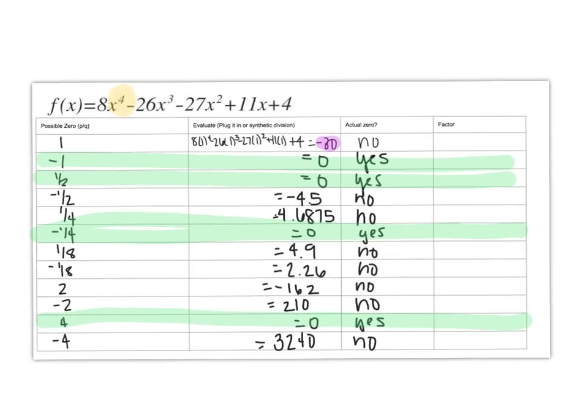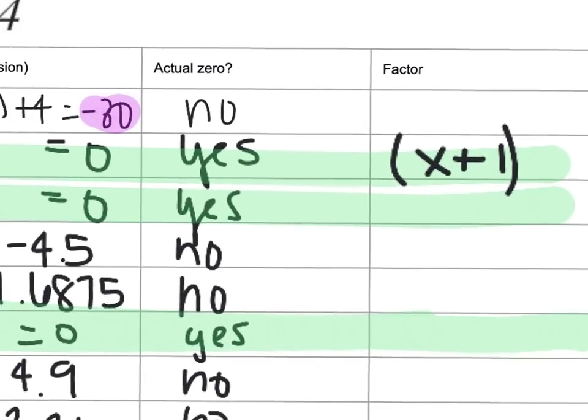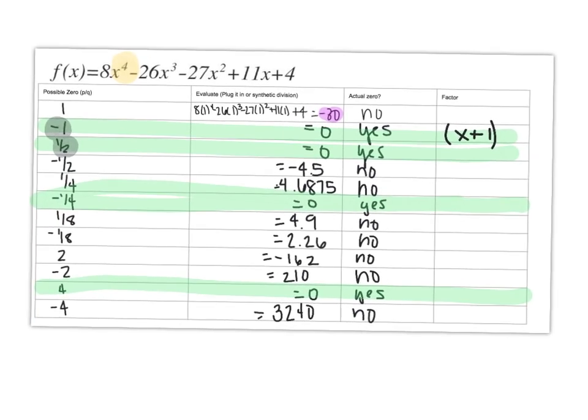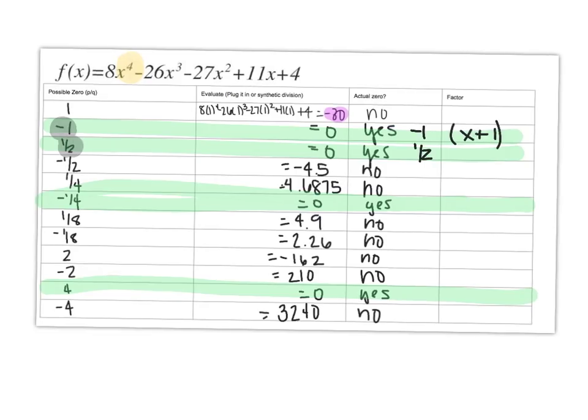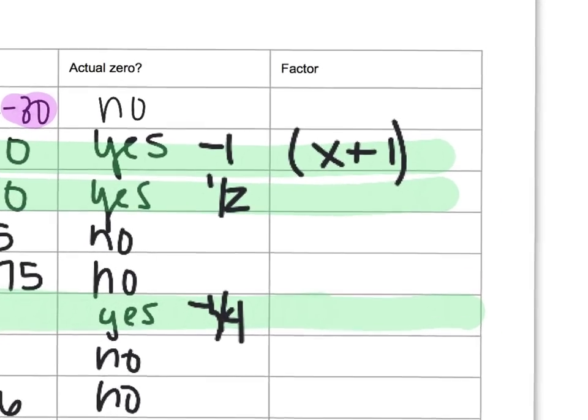Because if I know that -1 is a 0, then that means x plus 1 is a factor. And if I know that 1/2 is a 0, ooh, now this one gets a little tricky. Let me actually just write these over here so I can see and zoom in. So this was -1, this was 1/2, this next one was -1/4, and the last one was +4. Okay, so I can zoom in a little bit and work.